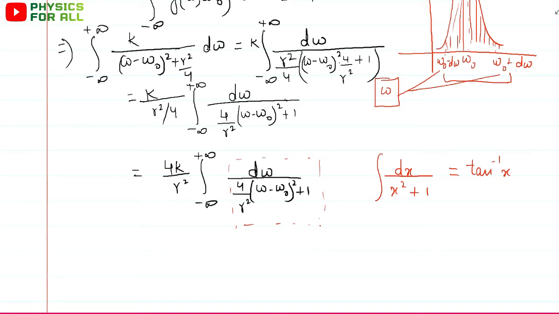So again here we have 1 plus this whole expression. So yes, we can use this formula here. And if we substitute this formula, we get 4k upon gamma square as it is. Now, I'm going to write down the value, but not the limits. So here I'm going to use bars.